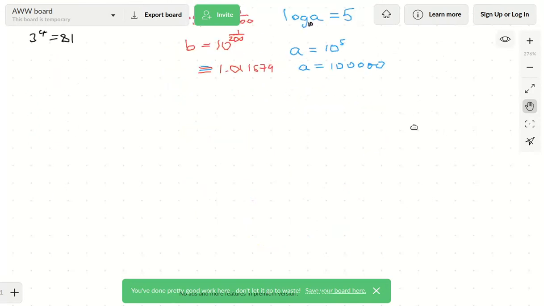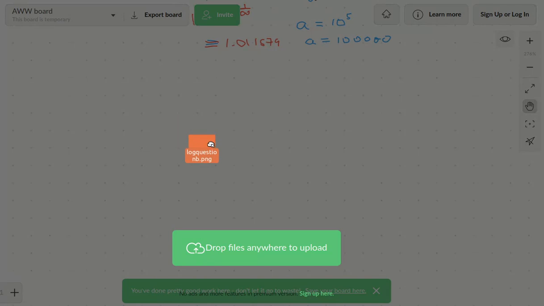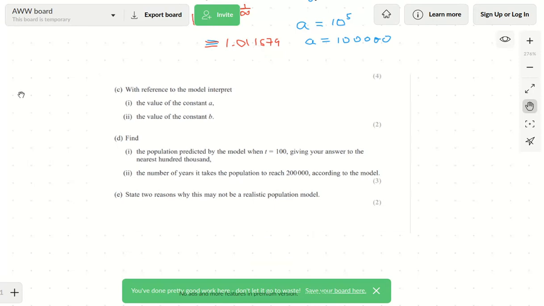Now, I do have another part of this question. Let me just bring it in. Place image. Yeah, here we go. So, interpret. That is such a key word which students ignore in maths. I promise you, whenever they say interpret, they will mean make a comment which relates to the context of the question. In other words, they want you to go back and talk about the population.